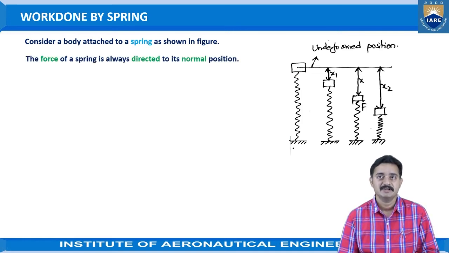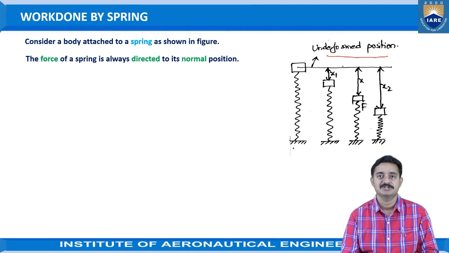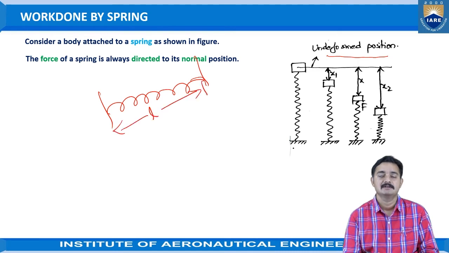The force of a spring is always directed to its normal position. This is the statement which is related to the spring. Let us say this is the undeformed position or the normal position of the spring, when the spring is neither contracted nor expanded. Okay, let us understand this in this fashion. This is the spring and there are certain limitations to the spring. And this length L is the normal condition length of the spring.